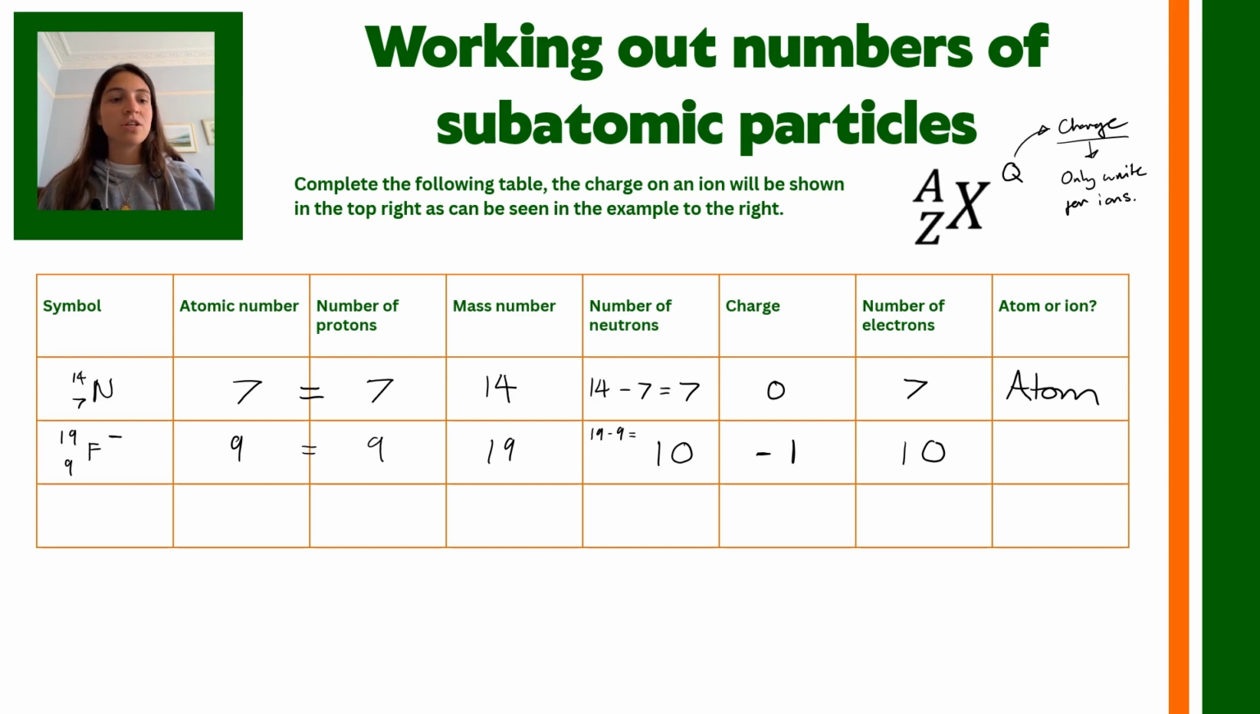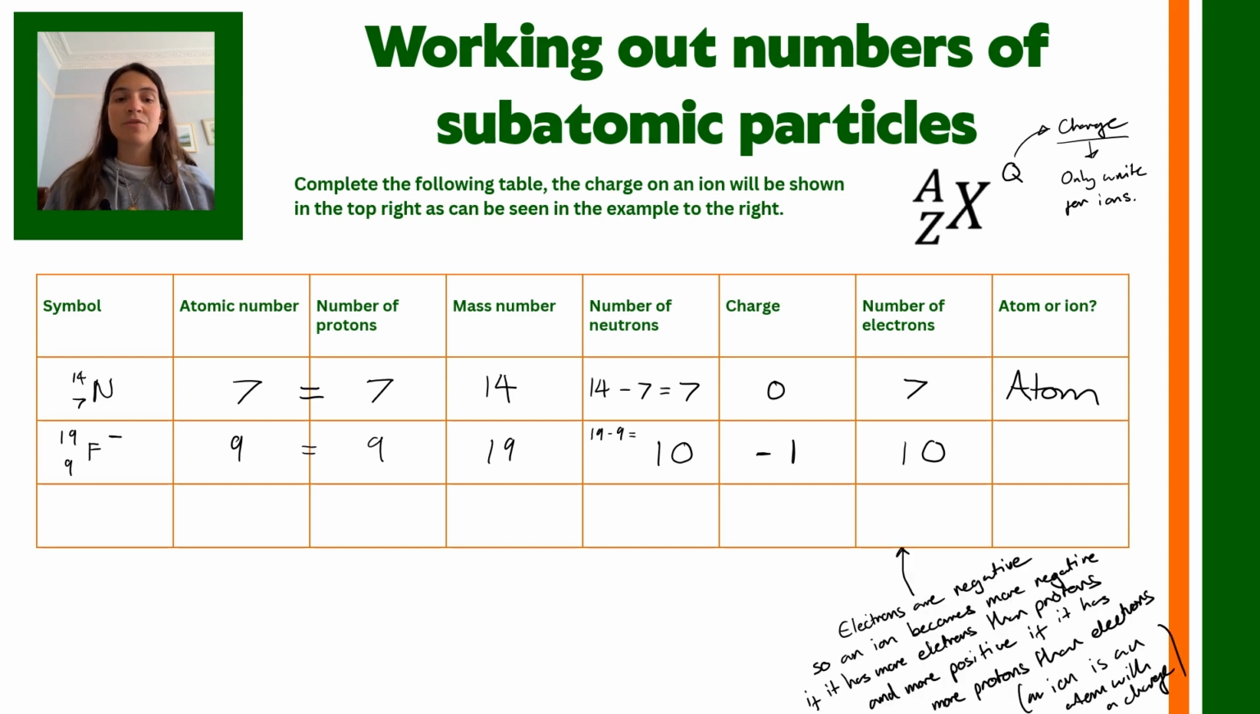Does it have a charge? Look at the top right-hand side. Yes, it does. It has a charge of -1. So if there's not a number in front or behind that minus sign, then that will just be 1. Okay, so how many electrons must it have?